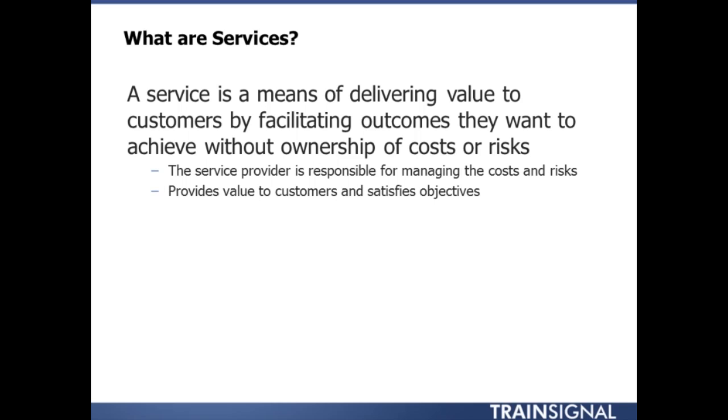In the case of the electric company, it allows us to see in the dark when we come home and flip on our light switch. That's the business outcome. In the example of the cell phone, the service provider is responsible for managing the costs and risks, and I would argue that better than 99% of the people who consume the service have no idea how cell technology works. And that's the point, they don't have to. They can pay their monthly fee, make use of the service, get all the benefits without understanding or having to deal with the costs and risks of managing a cell network. Services should provide value to customers and satisfy the objectives or meet those business outcomes that customers wish to achieve.